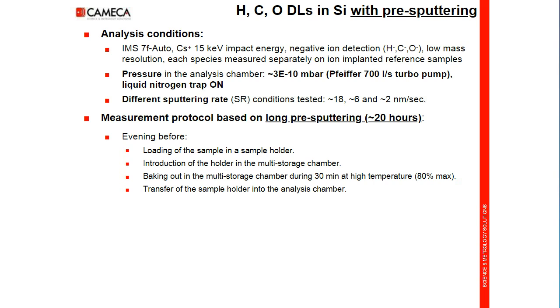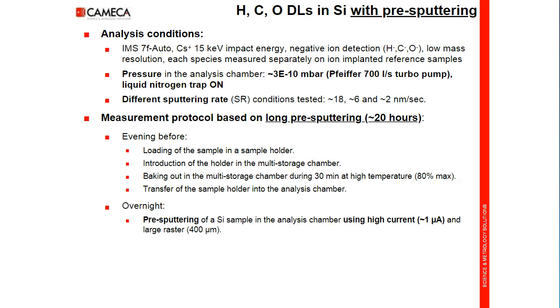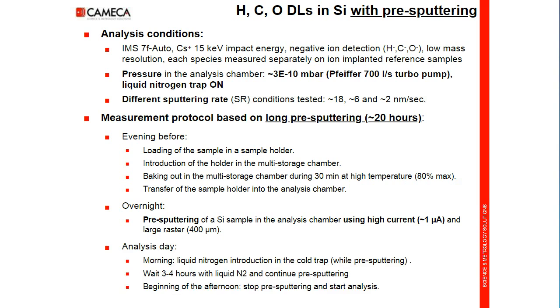Overnight, a silicon sample was pre-sputtered in the analysis chamber using high current and large raster. The next day in the morning, liquid nitrogen was introduced in the cold trap while pre-sputtering. After 3-4 hours, the pre-sputtering was stopped and analysis was started.